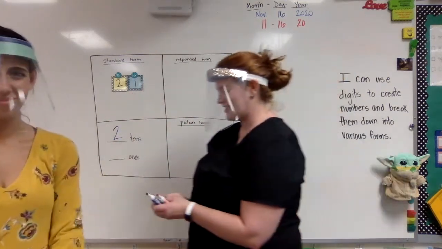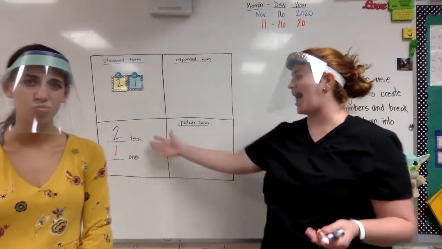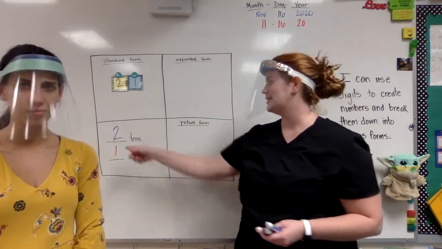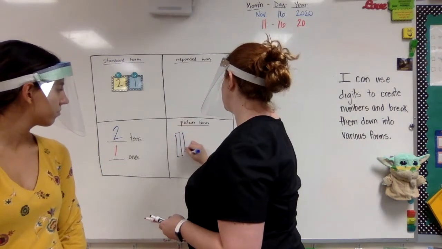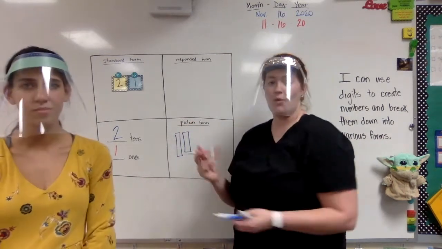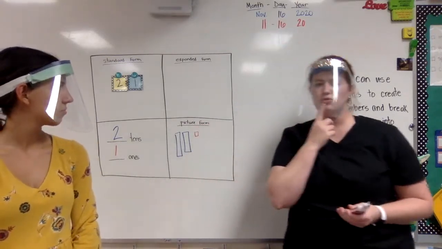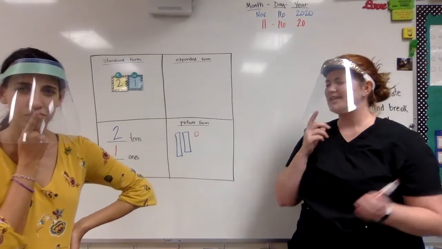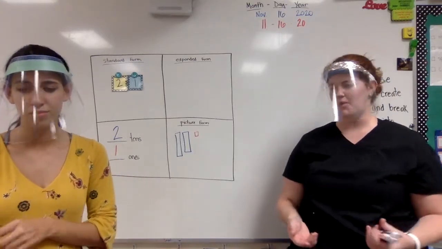So I just have 1, 1. So if I was going to draw that, I can look at my tens and ones. It has 2 tens. So I'm going to draw 2 tens and 1, 1, just like this. Ooh, my expanded form. That's the value of my tens plus the value of my ones.